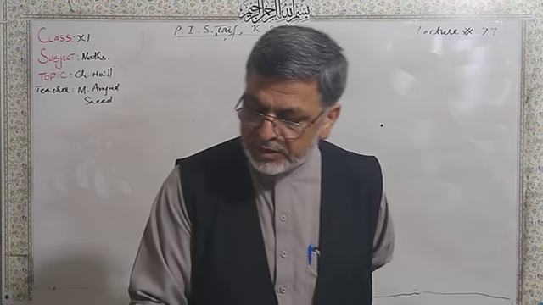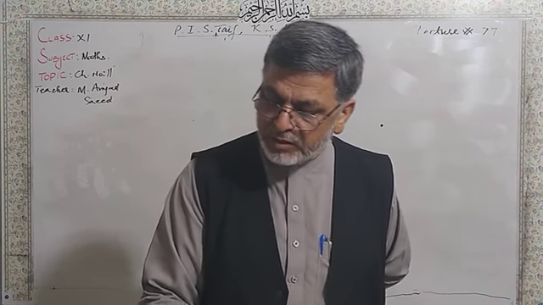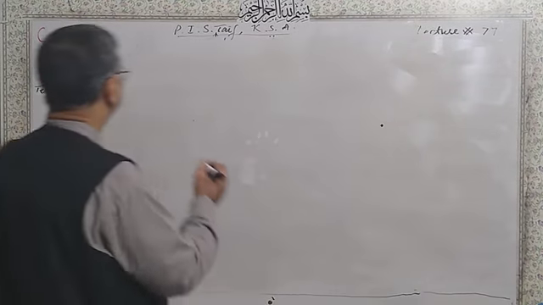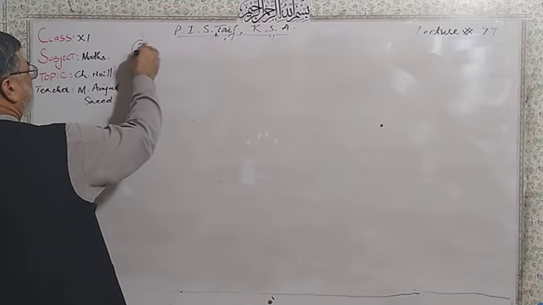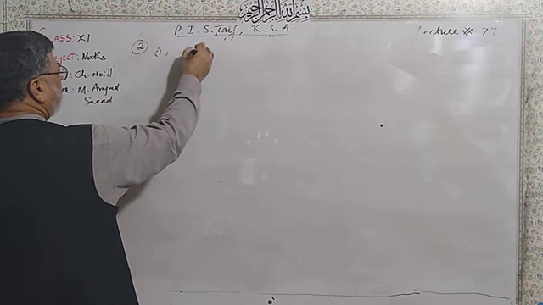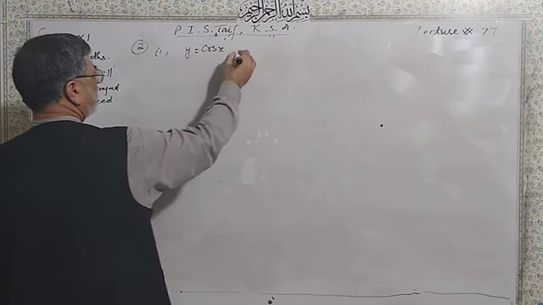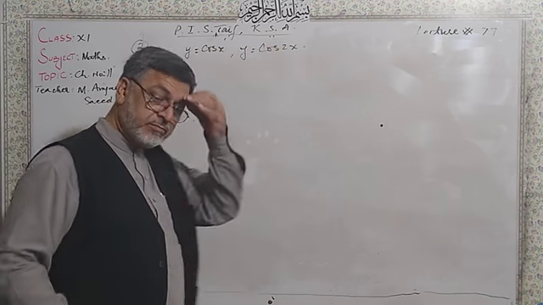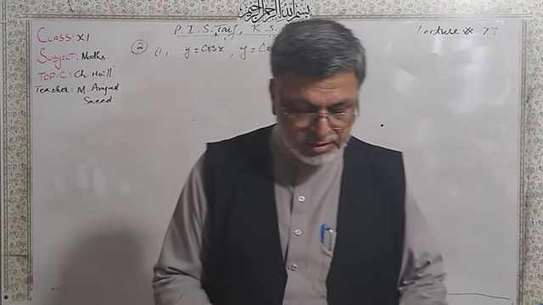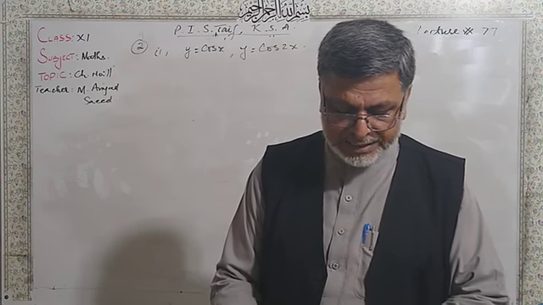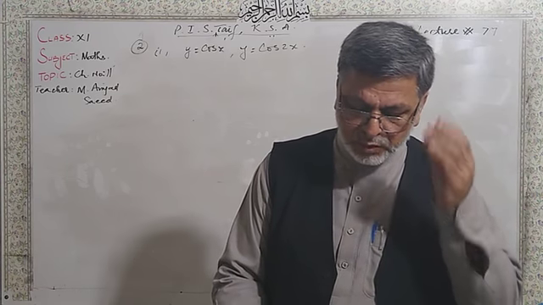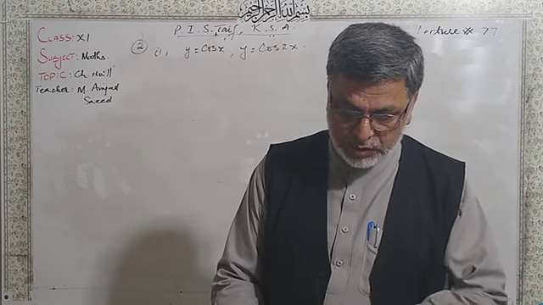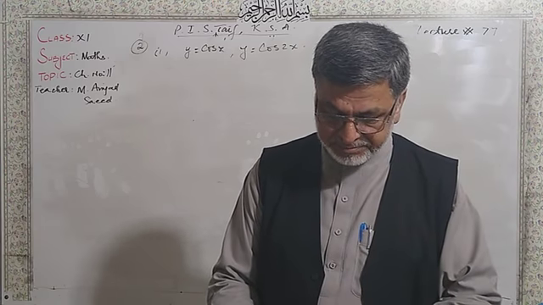Question number 2, part number 2. Y is equal to cos x, y is equal to cos 2x. Now, cos x has the period 2 pi and cos 2x has period pi.